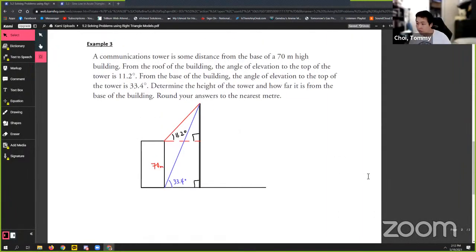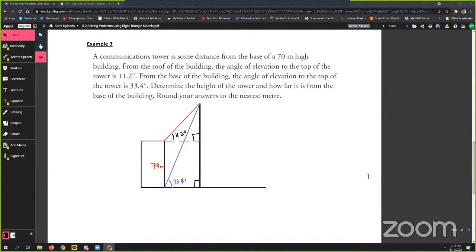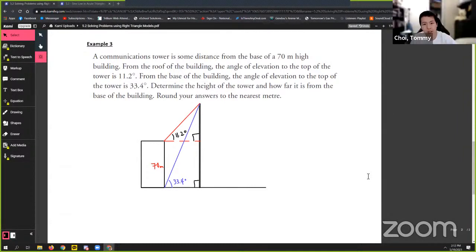So for example 3, this was the difficult question, right? It told you that a communications tower is a distance from the base of a 70-meter high building. And then from the roof of the building, the angle of elevation to the top of the tower is 11.2 degrees. From the base of the building, the angle of elevation to the top of the tower is 33.4 degrees. Determine the height of the tower and how far it is from the base of the building. Round your answers to the nearest meter.